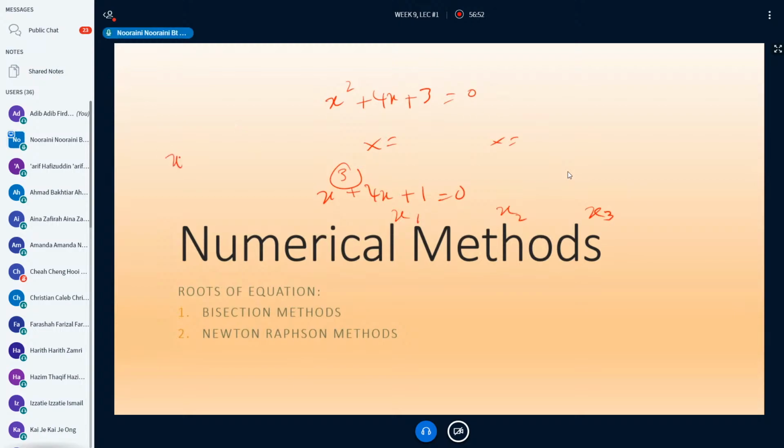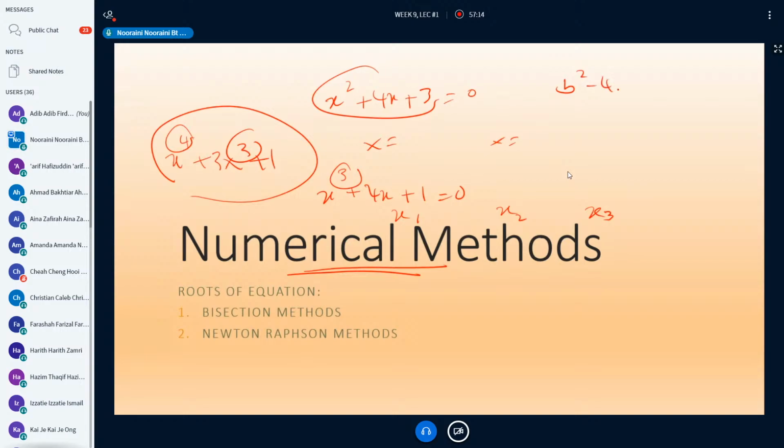But what if you have x to the 4 plus 3x cubed plus 1? So power 4, 3. You cannot use your calculator. So this is where you need to apply numerical methods, because we cannot directly get the answer using a formula. This one you can apply the formula, b squared minus 4ac square root.